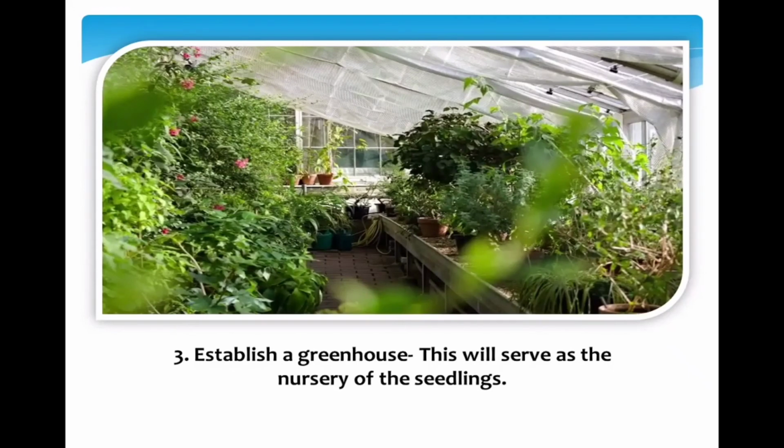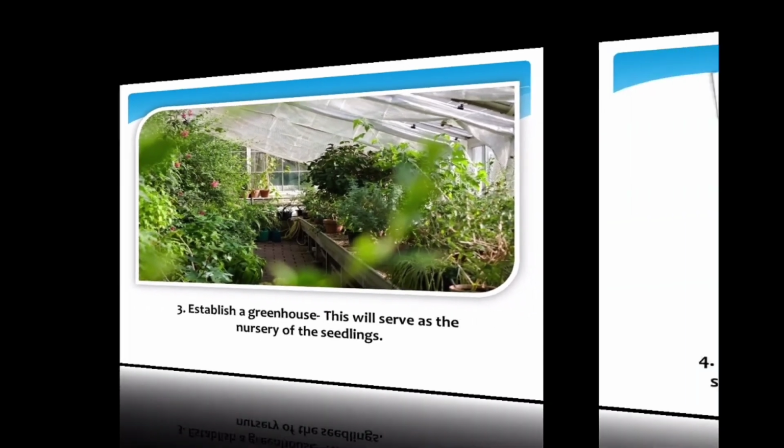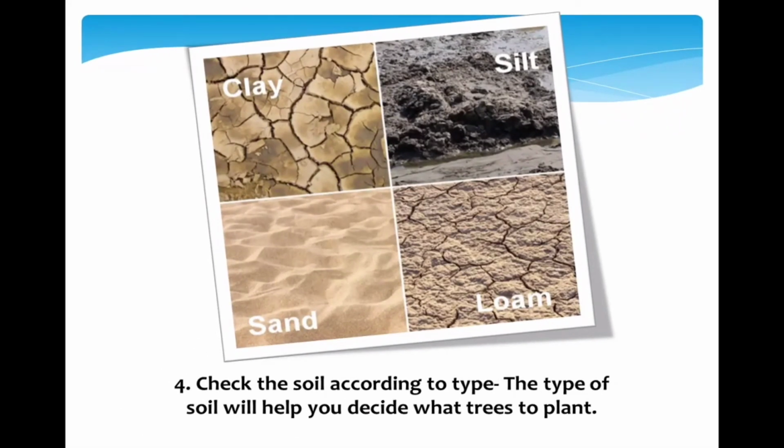Then, establish a greenhouse. This will serve as the nursery of the seedlings. So, makikita nyo dyan sa picture, ganyan po ang mukha ng greenhouse natin. So, doon natin pinapalaki yung tanim para in preparation for transplanting into the area. So, yung mga nakikita yung mga plants diyan, mga kinds of different flowers yan. Flowers.